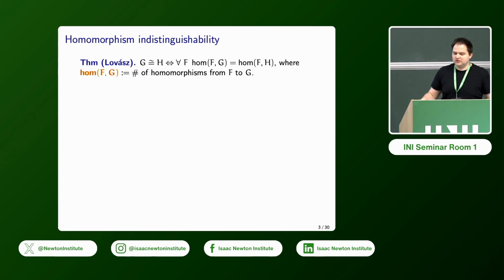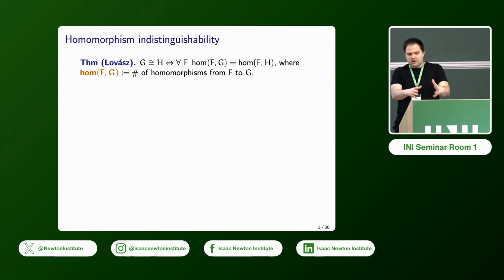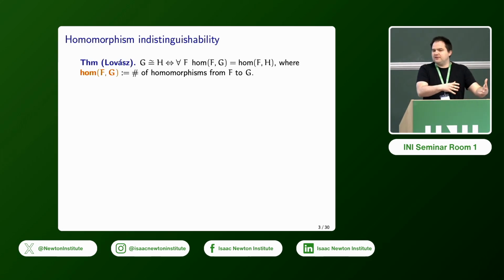Now this naturally leads to a notion of homomorphism indistinguishability. In the theorem of Lovász, we can use all possible graphs, but what happens if we restrict our graphs to something, let's say, more simple than all graphs? If in the case of all graphs we have the isomorphism relation, what relations do we have in the case of restricted classes of graphs?